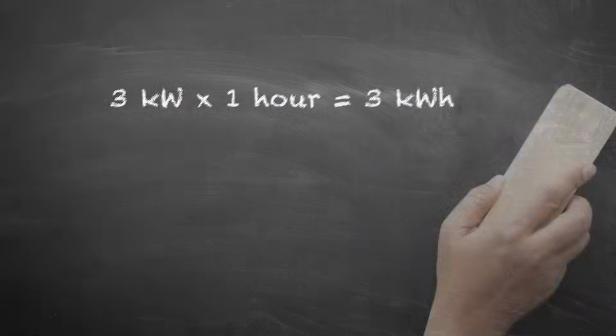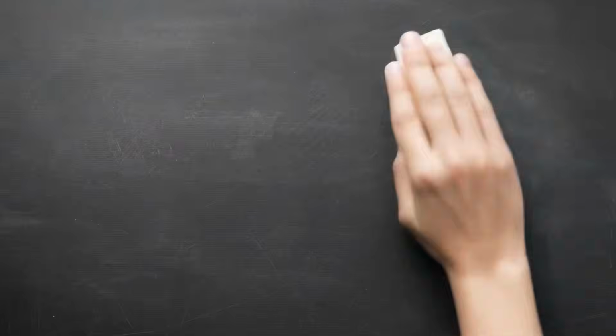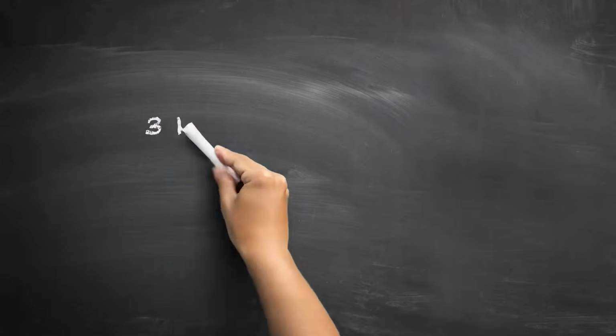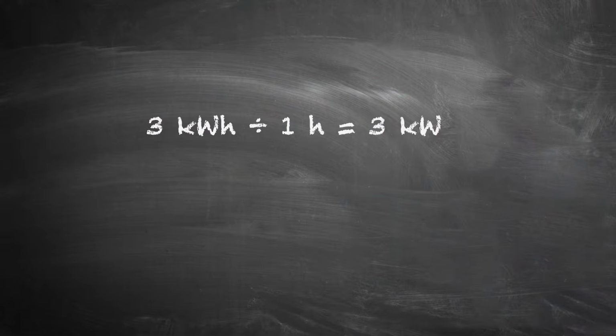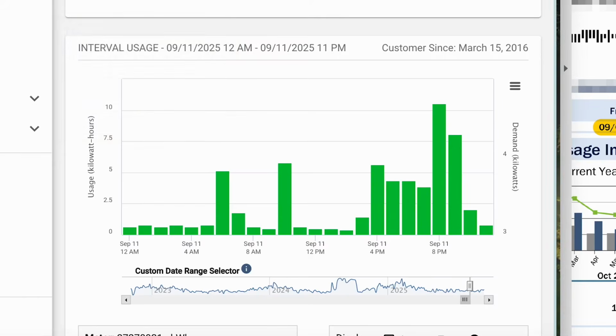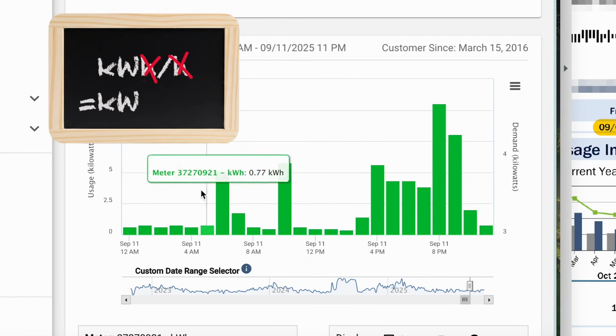All right, so anytime that you can multiply something, you can also divide it. So if we reverse that, we could divide 3 kilowatt hours by 1 hour, and then what would we get? We'd get 3 kilowatts because the hours would cancel each other out. So in this view, at our hourly interval data, we're viewing kilowatt hours per hour, which is essentially the same as just kilowatts, but only at this level.